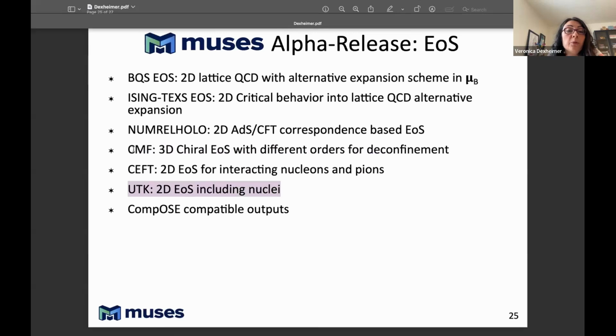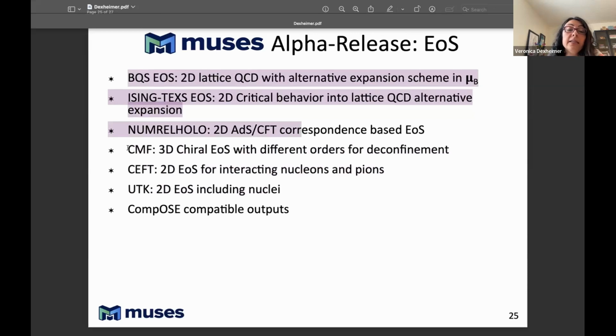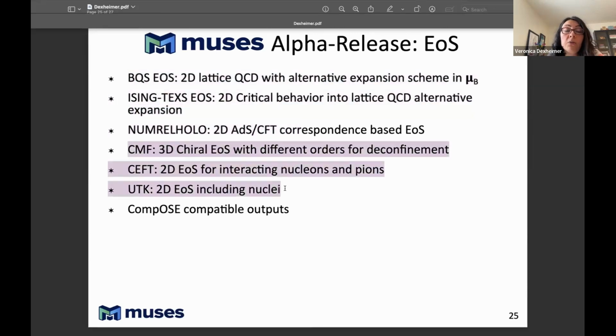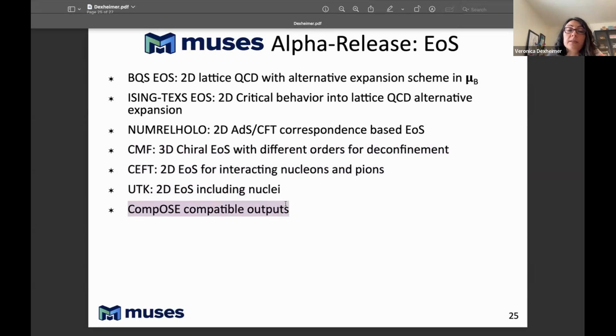And what we're also going to release is a combination. We're slowly starting to combine things. So as these things here can be combined, these things here, T equal to 0, can also be combined. And we are also offering CompOSE outputs, which are, again, as I said before, outputs that can be used in this big astrophysics repository.